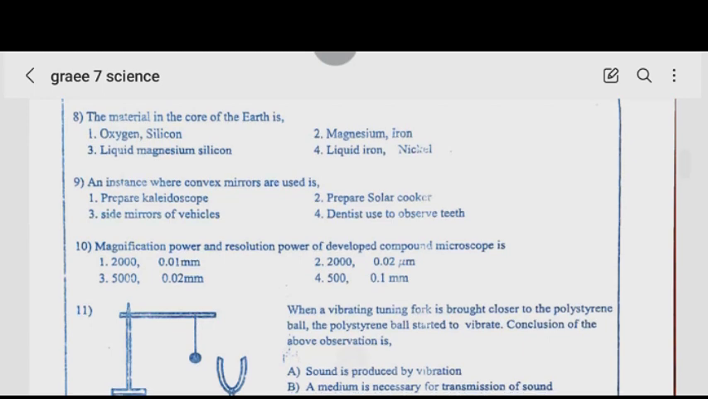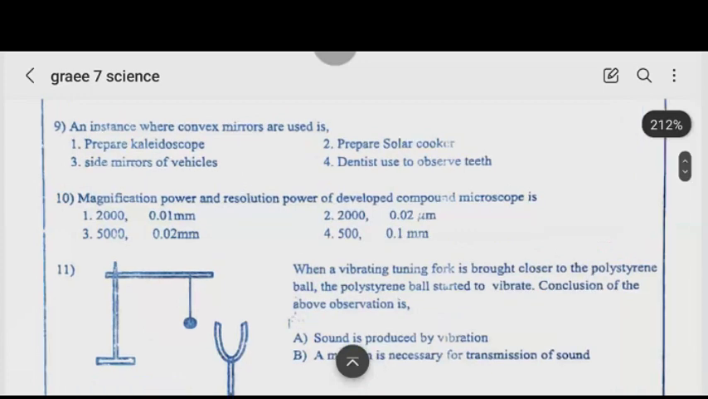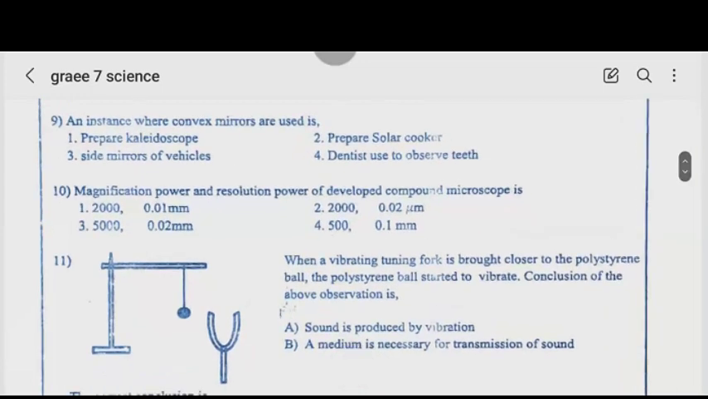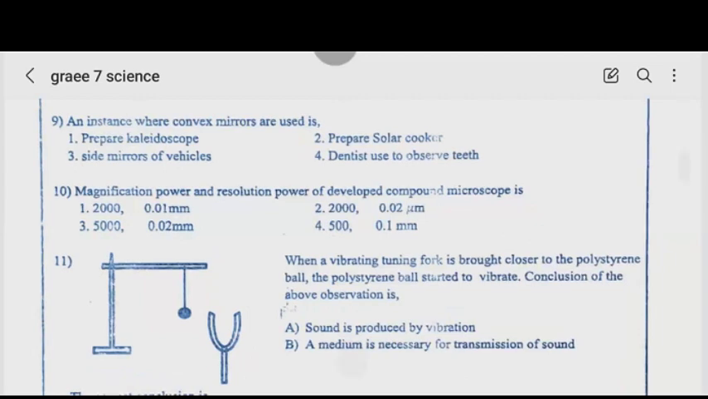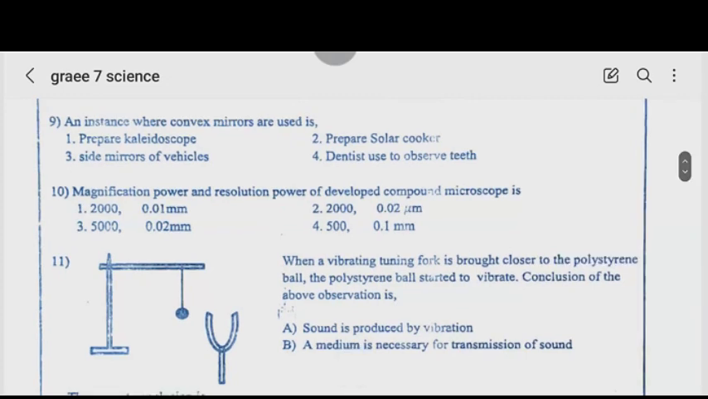We'll move on to the 9th one. An instance where convex mirrors are used. We have done this so many times. In what kind of instances do we use convex mirrors, children? They have given us prepare solar cooker, kaleidoscope, dentist tube, and side mirrors of vehicles. For what kind of instances do we use convex mirrors? Someone says preparing a solar cooker. Others, what do you say?